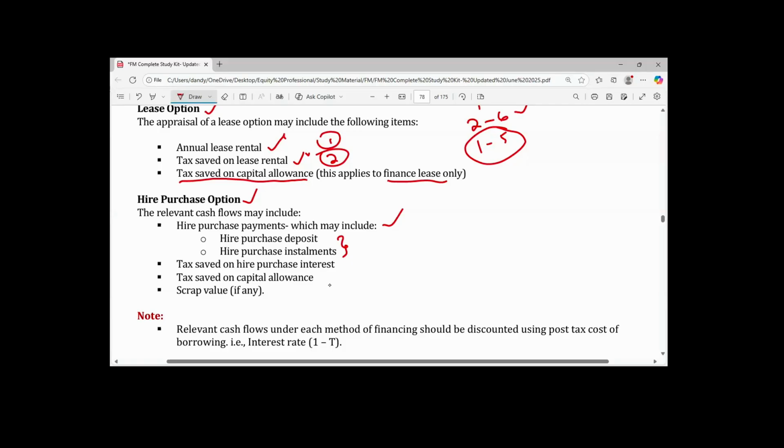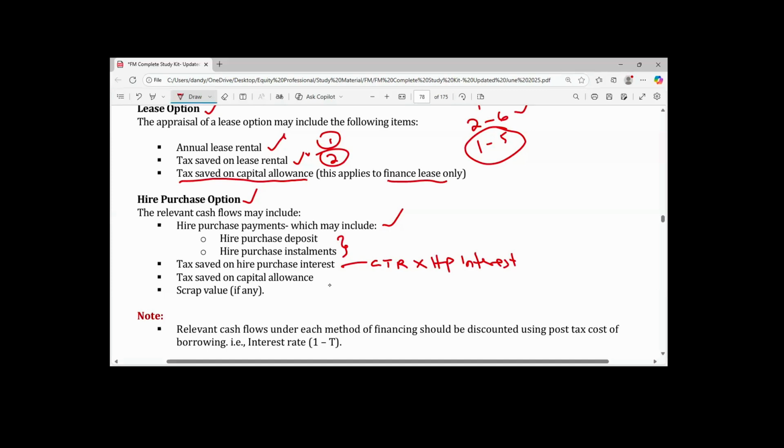You are going to calculate tax saved on hire purchase interest. How do you do this? Anything that has to do with tax saved means that you need to multiply by the company tax rate. So to get the tax saved on hire purchase interest, just multiply the company tax rate on the hire purchase interest. The hire purchase interest will always be given to you. So just multiply the company tax rate on it, and that will give you the tax saved on hire purchase interest.